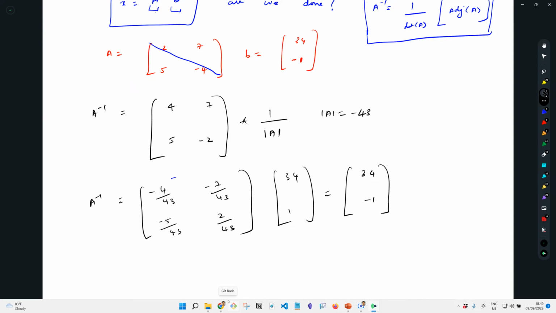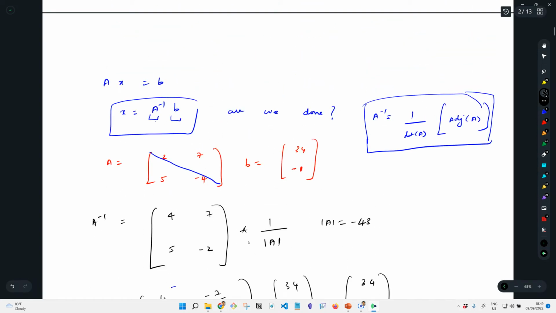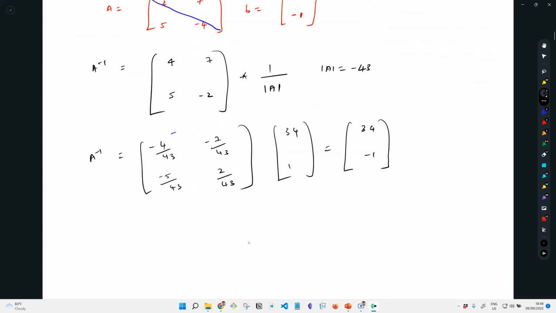Okay, so let's check if this is correct. So basically, the x we are getting is 34 comma minus 1, and the system of equations that we had was 2x plus 7y equals 34. No, this is still not matching. 2x will be 68, and 7y will be minus 7. This is not equal to 34. I think the solution is perhaps wrong.